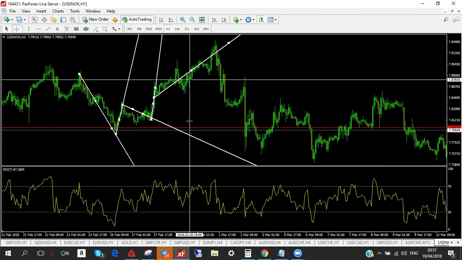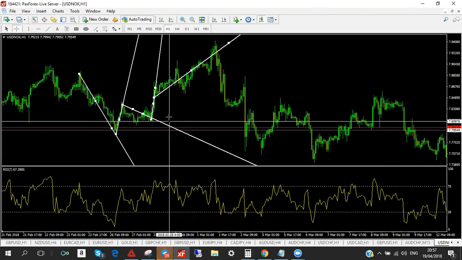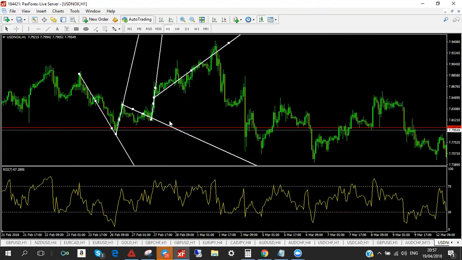If you look at that amount of movement, that's 12,934 pipettes. Over 129 pips, guys. Money, man. So you gotta look at that.